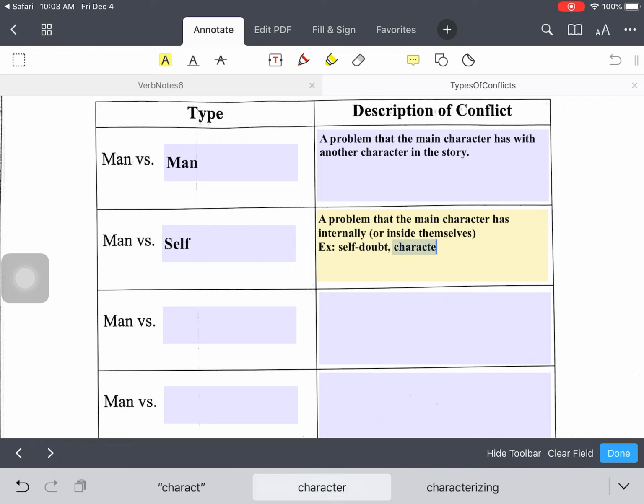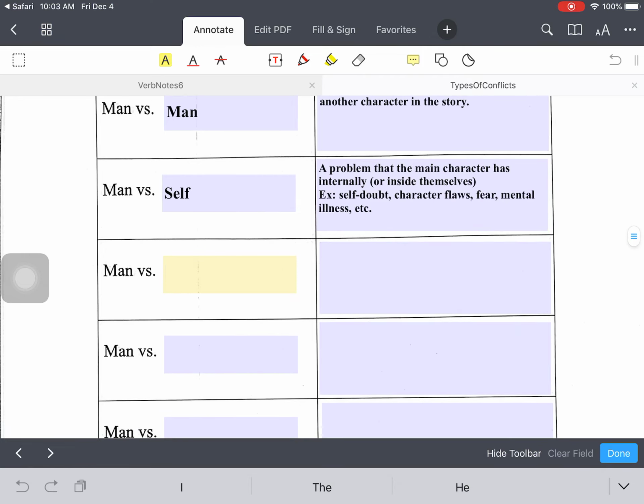If they're dealing with character flaws, so maybe they're really, really lazy, or maybe they're having a lot of fear, which could actually be one in and of itself. So dealing with fears, dealing with those types of things, or dealing with mental illness. If the main character is dealing with mental illness, that would be considered a man versus self problem.